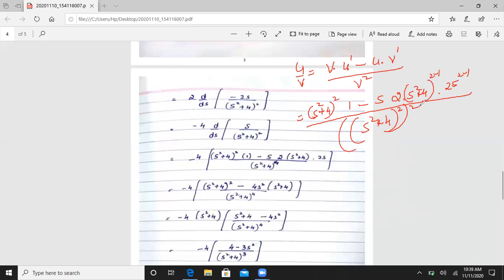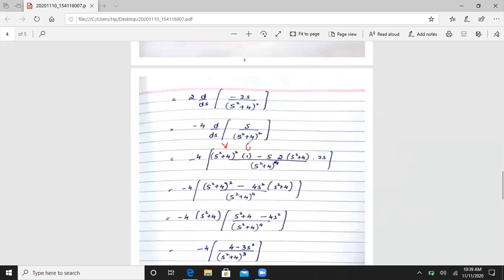Okay, so this function we will write here, when we simplify it. Here we have V, this is U dash minus U, this is V dash, divided by V square. Here you will get s square plus 4, and s square plus 4 is already here, so we will take one common outside. It is s square plus 4 outside, and the remaining s square plus 4 is one term into 4s square minus 4s square. In the denominator you will get s square plus 4 whole to the power 4.